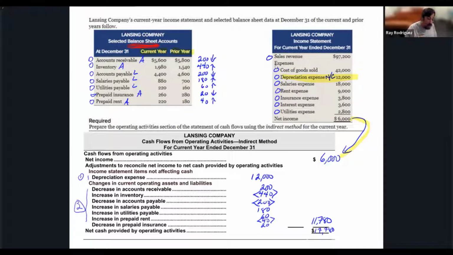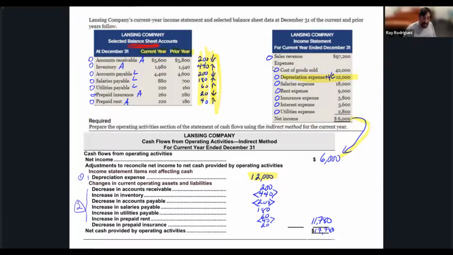So we start off with a $6,000 and we add back the depreciation. So that's this $12,000 right here. And that's all we have for non-cash. So now we can move to step 2. And step 2 is recording all of those increases and decreases. And keep in mind, net income is always the top line of the indirect method.